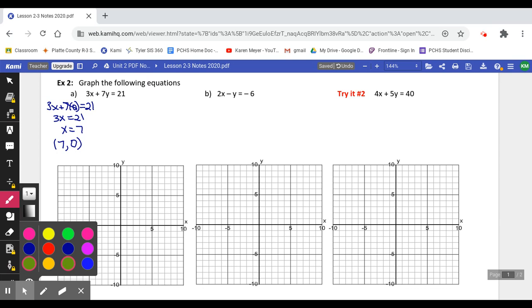Okay, y-intercept, we're going to go backwards. This time we're going to plug 0 in for x. And 3 times 0, well, that's 0, so that basically goes away. So we're looking at 7y equals 21. Divide both sides by 7, and we get y equals 3. Write it as a point. So remember, we plugged 0 in for x. So 0 comma 3, because that was our y value.